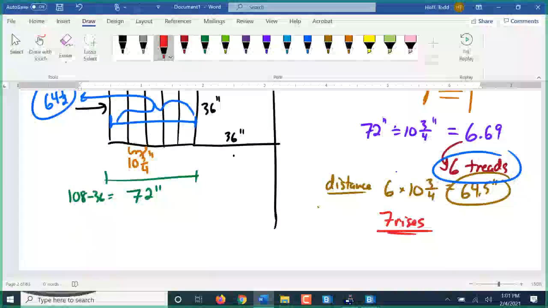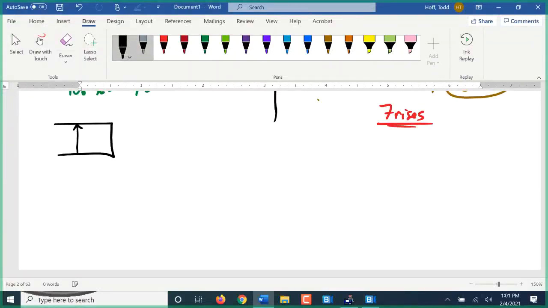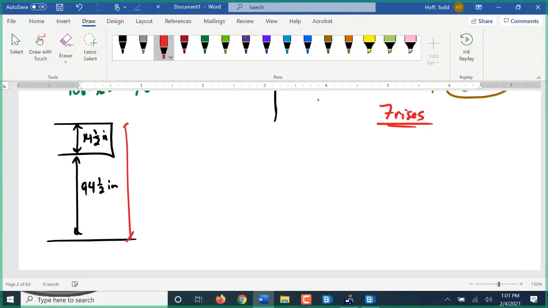Now we need to figure out what our actual unit rise is. This is going to work exactly the same as what we did before. Let's say we have a floor thickness here of 14.5 inches and a ceiling height of 94.5 inches. That's going to give us a total rise of 109 inches. We're going to do 109 divided by 7, which is our estimated height.